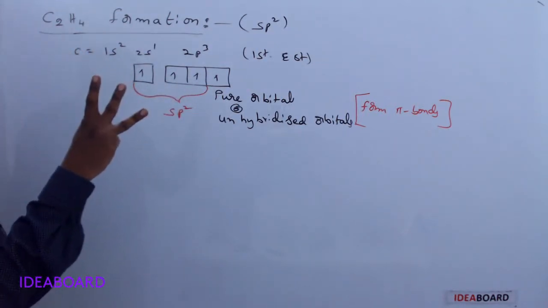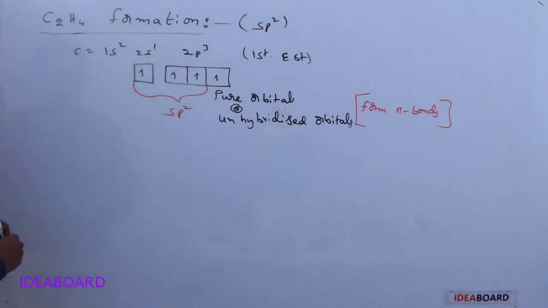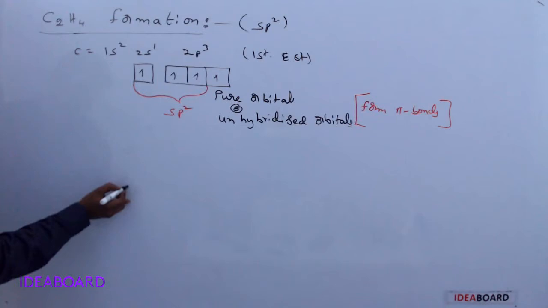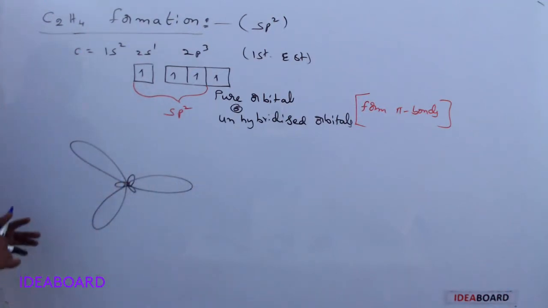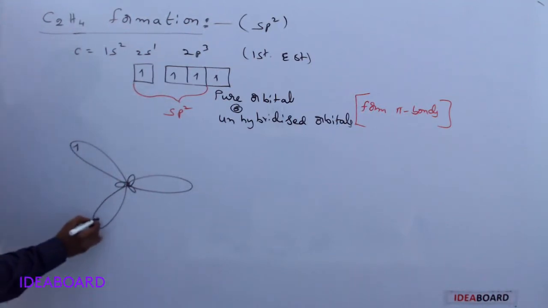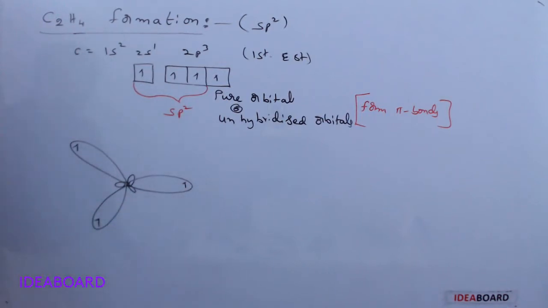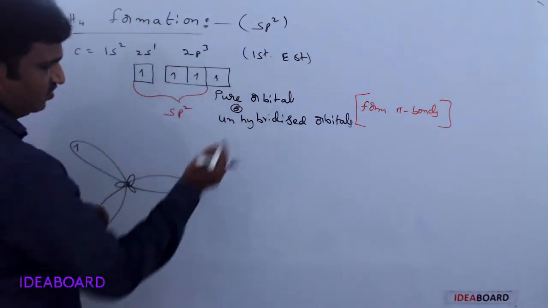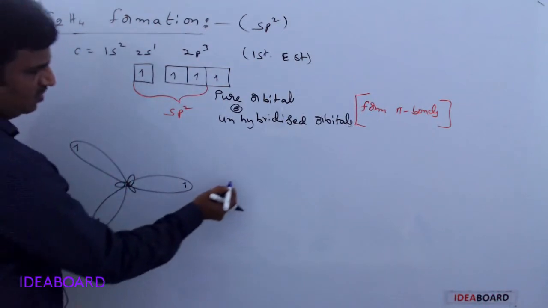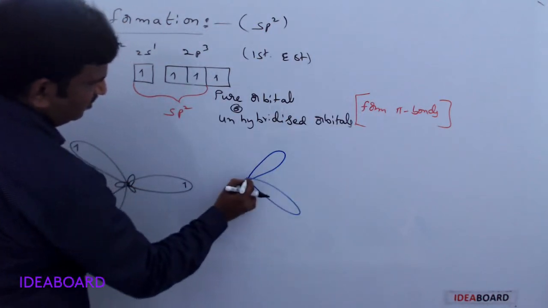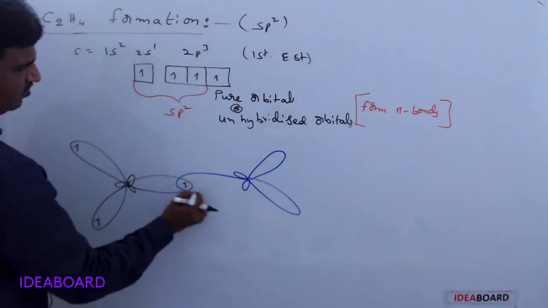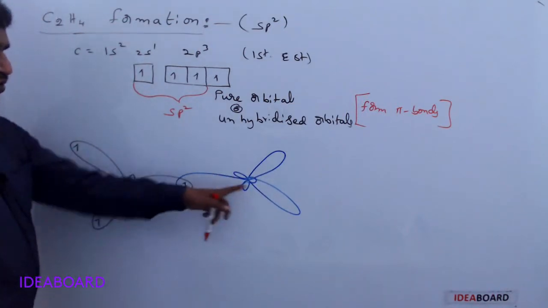Now I am writing, for each carbon, how many hybrid orbitals we have: 3 hybrid orbitals. So for the first carbon, this is one hybrid orbital, this is the second hybrid orbital, and this is the third hybrid orbital. Each hybrid orbital contains a single electron. Now I am writing the second carbon atom. This is one hybrid orbital, this is the second, and this is the third hybrid orbital. I directly wrote them with overlapping.